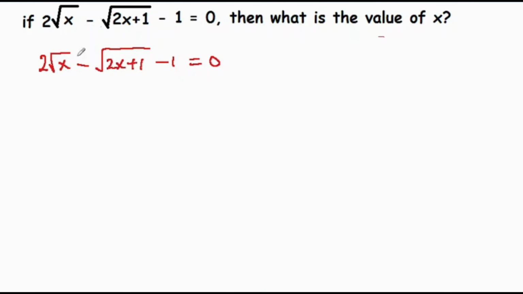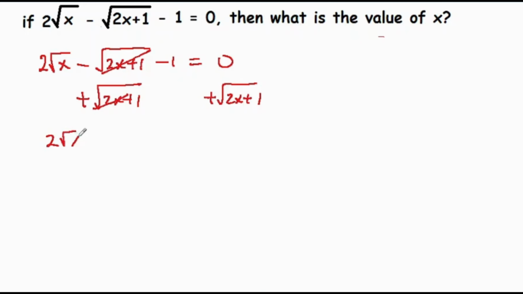Alright, so the first step we're going to take here is to ensure that each of the radical expressions, we have 2 of them in the equation, is on a separate side of the equation. So how are we going to go about that? Let's add root 2x plus 1 to both sides of the equation. We're going to add it here too, and that is to eliminate root 2x plus 1 here. So then we end up having 2 root x minus 1 equals root 2x plus 1.